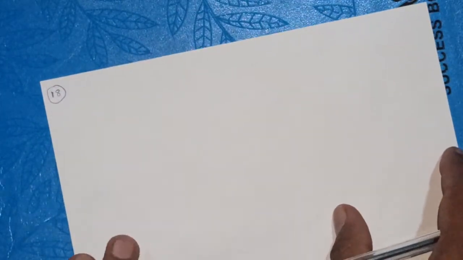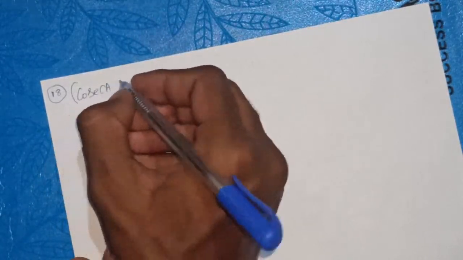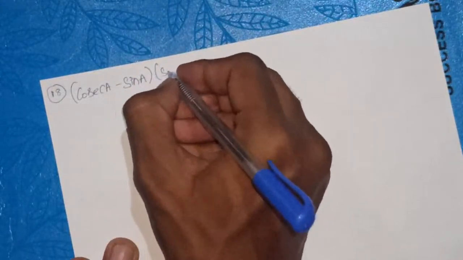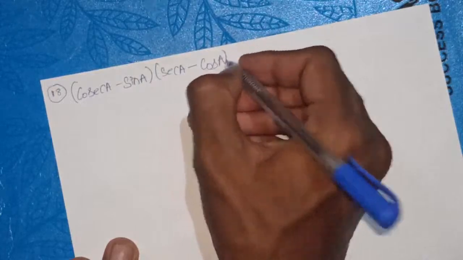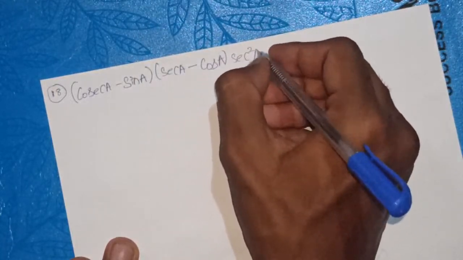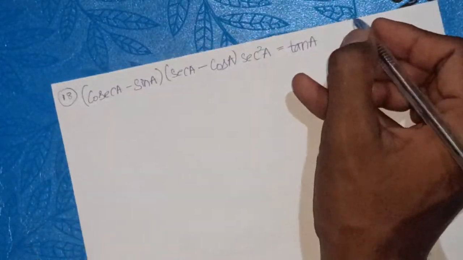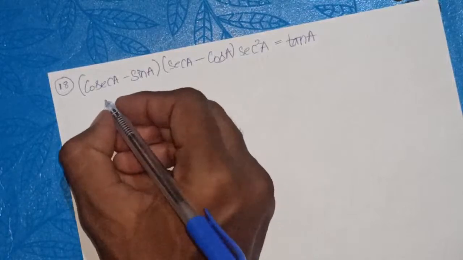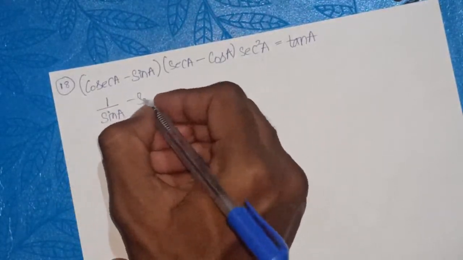Now let's move on to the next question, that is cosecant A minus sin A into secant A minus cos A into secant square A will be equal to tan A. Now in the LHS, let us convert all the terms to sin and cos, that is cosecant can be written as 1 by sin A minus sin A.